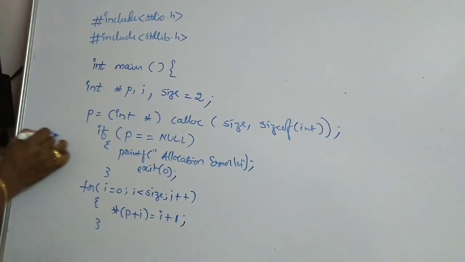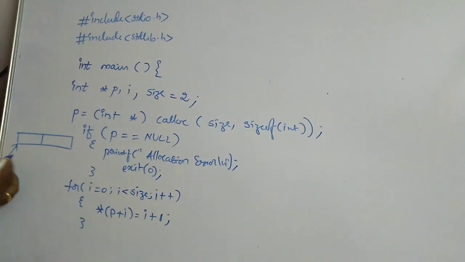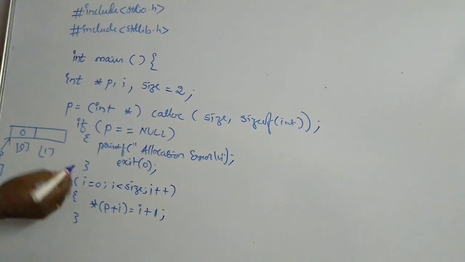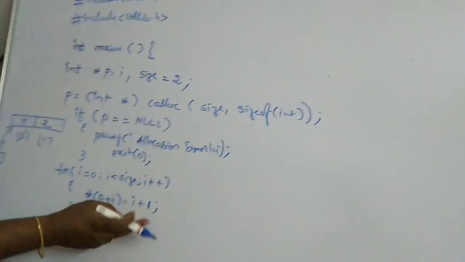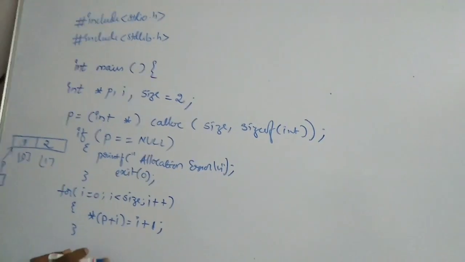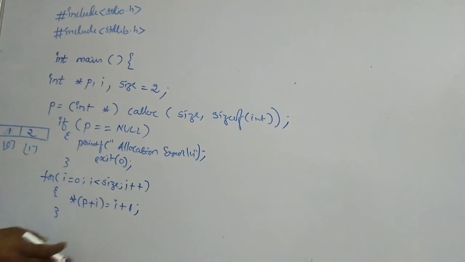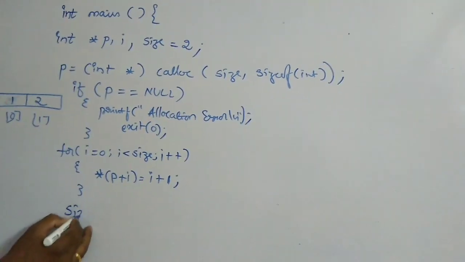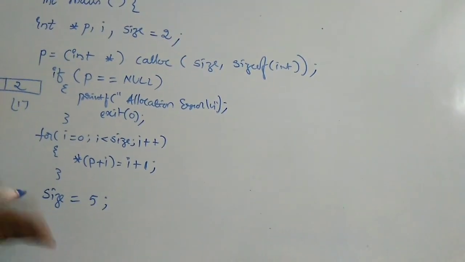That means here an array with size 2 will be created and p is pointed to index 0 and 1. So the element 1 is placed here and 2 is placed here, because I am placing i plus 1 value. For the first time 0 plus 1 is 1, the second time 1 plus 1 is 2 is placed here. So this is what we have created. We have created an array with the size 2. Now I want to increase the size of my array by using realloc. So for that I am just making my size 5. Now I want to reallocate memory.